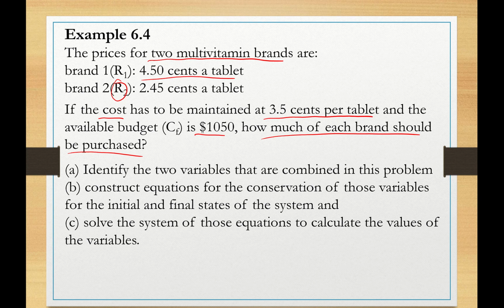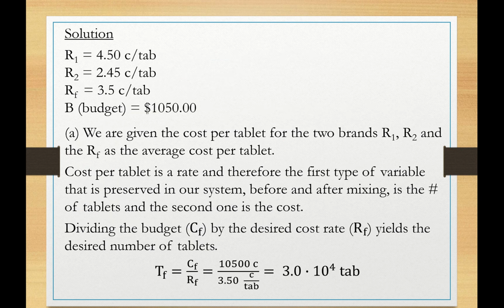And again, this is a mixture problem. We work by first identifying the two types of variables, second construct equations, and third solve the system. So first let us identify the type of variables here. We have the rates, we're given the rates here, and we're given the budget. And of course we are asked to provide the number of tablets that can be purchased from each brand.